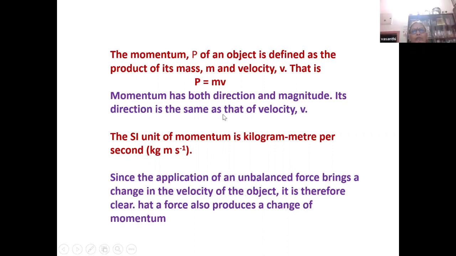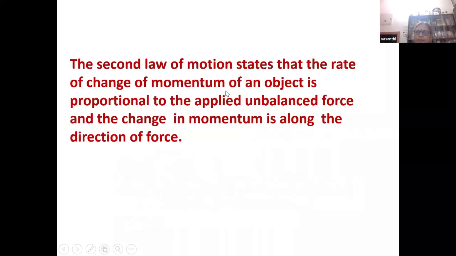So now you know that a force produces change in the velocity. So force will produce change in the momentum because momentum depends on the velocity. Now introduce the concept of the second law. The first law tells us what the effect of the force is. The second law defines the force, it tells us how to measure force. The second law of motion states that the rate of change of momentum of an object is proportional to the applied unbalanced force. There are two parts to the law. First, what is the effect of the unbalanced force? There is a change in momentum. And the change in momentum is along the direction of the force.